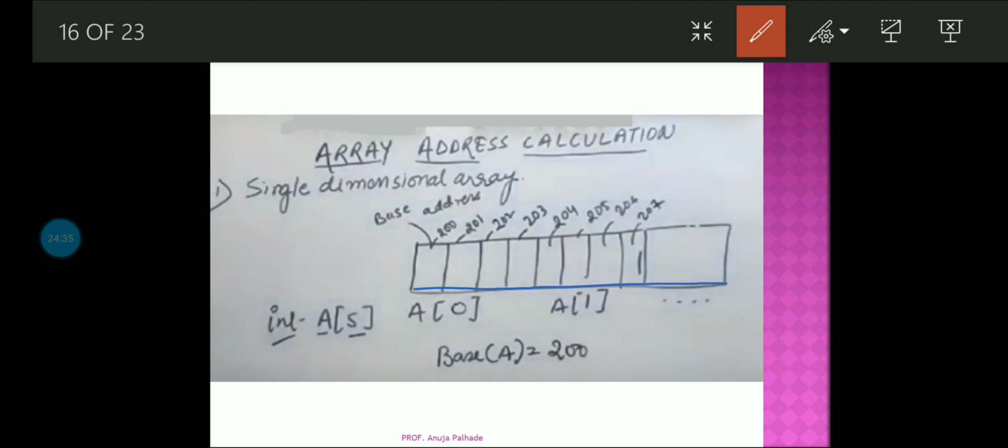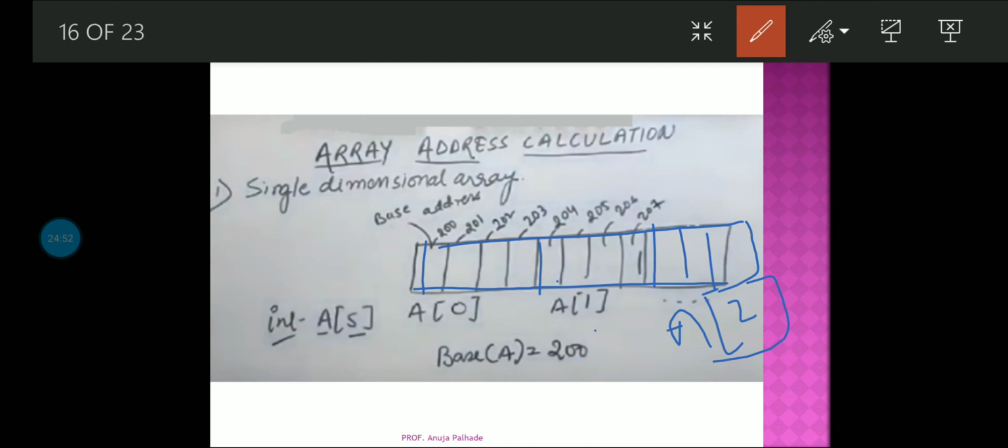You can see A of 0 is this array cell, 1 2 3 4. This is A of 1, then 1 2 3 and 4, this is A of 2. So likewise this will be your array.